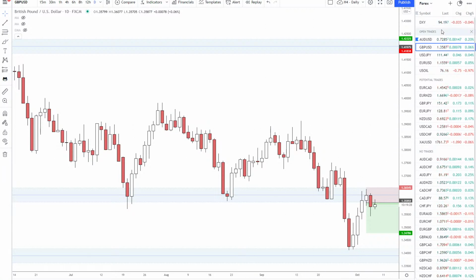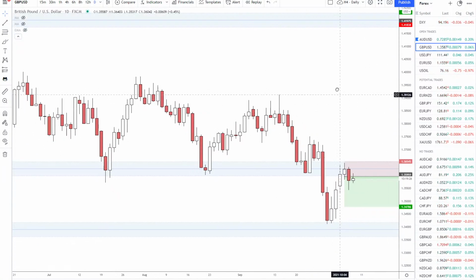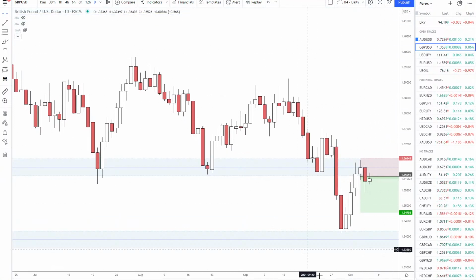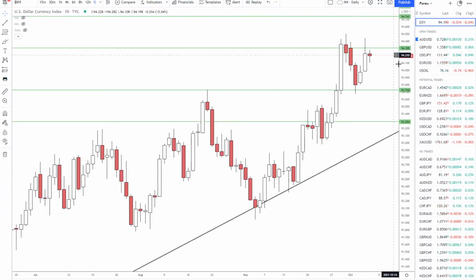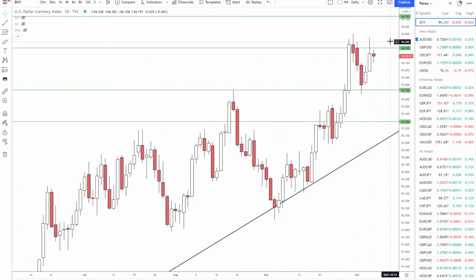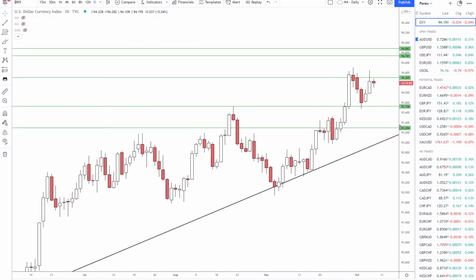You are looking at a GBP USD daily chart. Today's analysis, we're going to be looking for price action setups across all the pairs listed to the right here. Also going to be talking a little bit about the stock market, a little bit about the DXY, which we'll get to in a sec actually. So let's dive right into the analysis, guys.